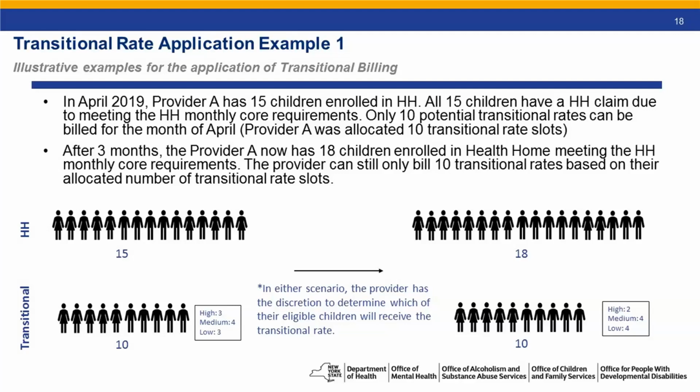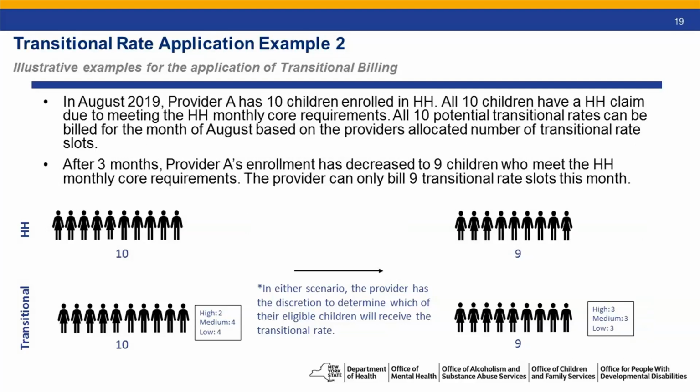On the next slide, the first bullet is, in August of 2019, provider A has 10 children enrolled in health home. All 10 children have a health home claim due to meeting health home monthly core requirements. All 10 potential transitional rates can be billed for the month of August based on the provider's allocated number of transitional rate slots that came in a letter from the Department of Health. So they bill 10 health home and they bill 10 transition, my people on the left. Two happened to be high, 4 were medium, and 4 were low.